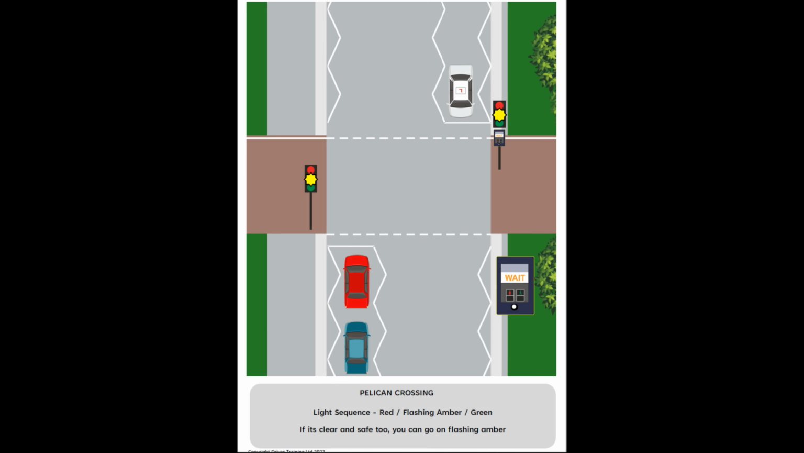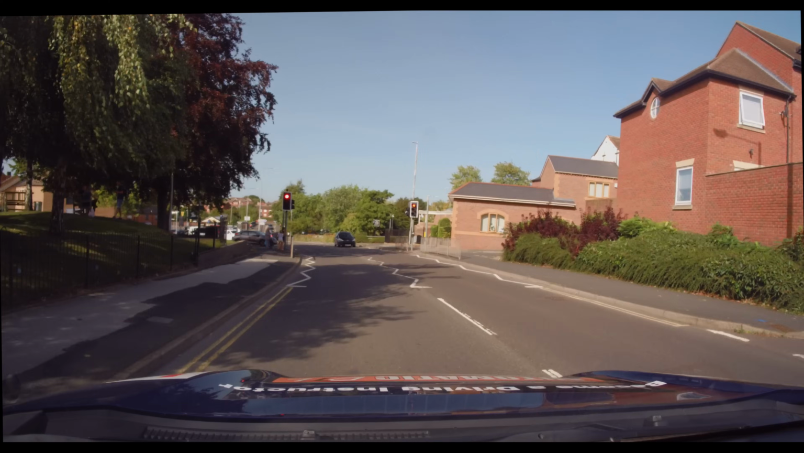That's the traditional type where you press the button, it changes, it gives you about 10 to 15 seconds to cross. Then you get a flashing amber light followed by a green. Now, the flashing amber light means if the crossing is clear, you can go.